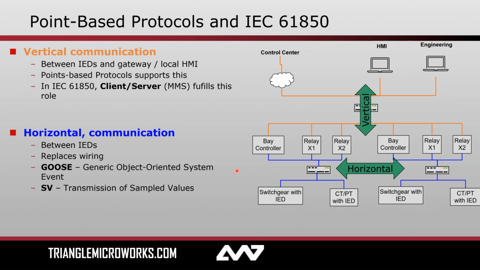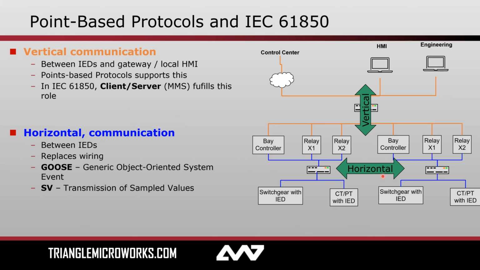So vertical versus horizontal. I spoke about this before. Vertical is what we already had. We just have a new mechanism of doing it. It's a way to carry information from our different pieces of secondary equipment, so for example, our different protective relays, up to our HMI, where we can view and monitor the information, maybe an engineering laptop or a historian, or even offsite via gateway to a control center. And that's the one in 62850 that we'll use client server or MMS for.